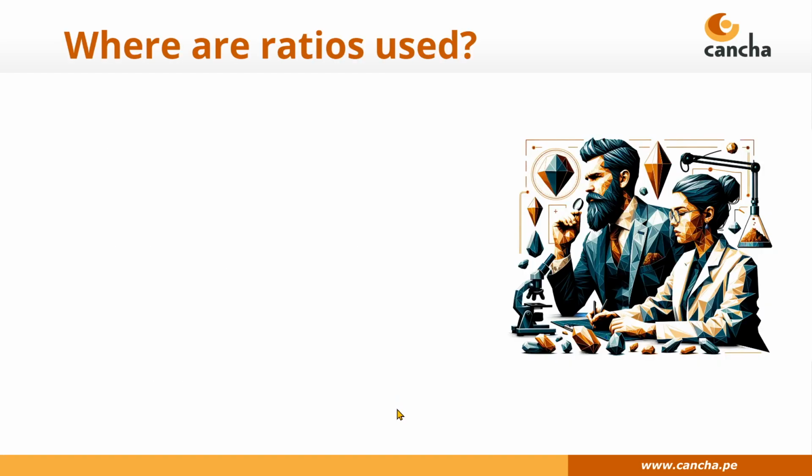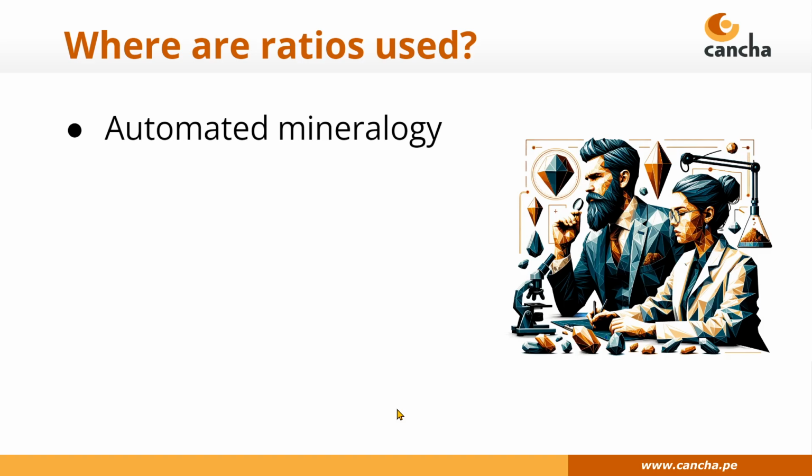Where are ratios used in geometallurgy? First of all, they're fundamental for automated mineralogy. So anything like QEMSCAN, basically the instrument's looking at the ratios between the elements and determining what the mineral identity is based on its elemental constitution. So we're already using it in that sort of context.